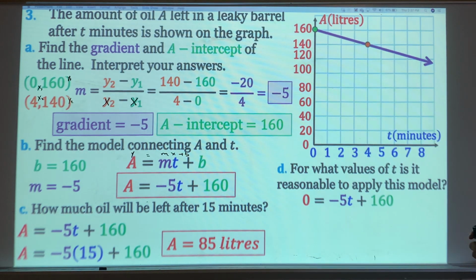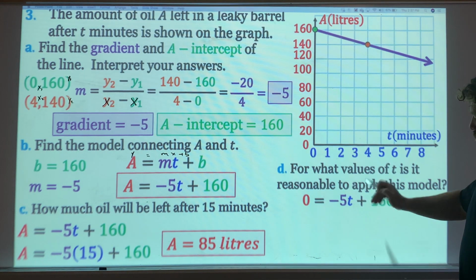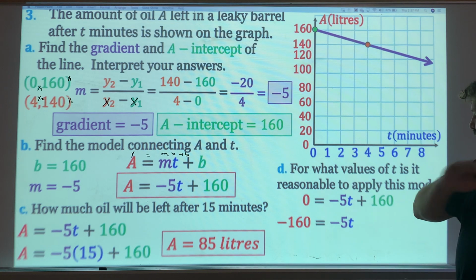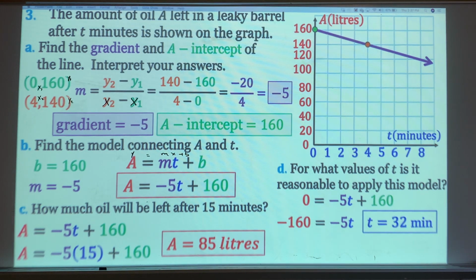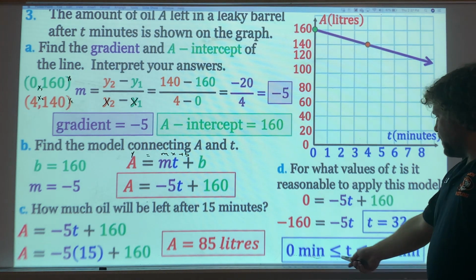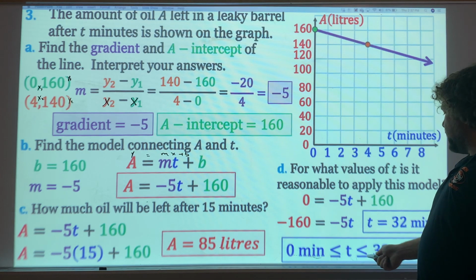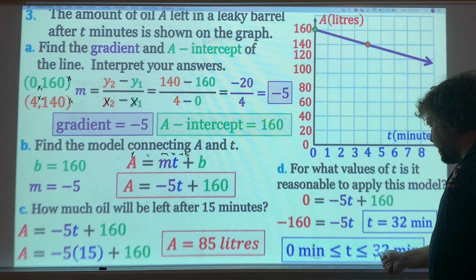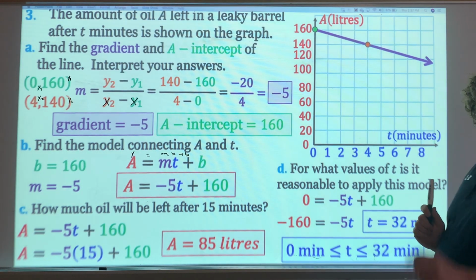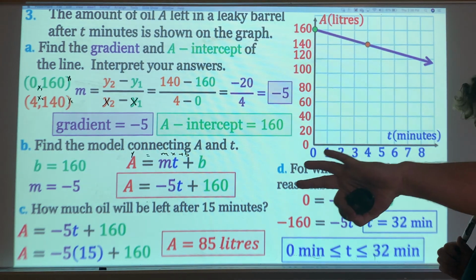0 equals negative 5t plus 160. Subtract the 160, divide by negative 5, and you get t equals 32 minutes. So that means from what to what can we apply this model? What are our parameters? t could be greater than or equal to 0 minutes, because we know at 0 minutes we're full, and less than or equal to 32 minutes, because we know at 32 minutes we're at 0. 1 second after 32, no good, because then we're at negative.